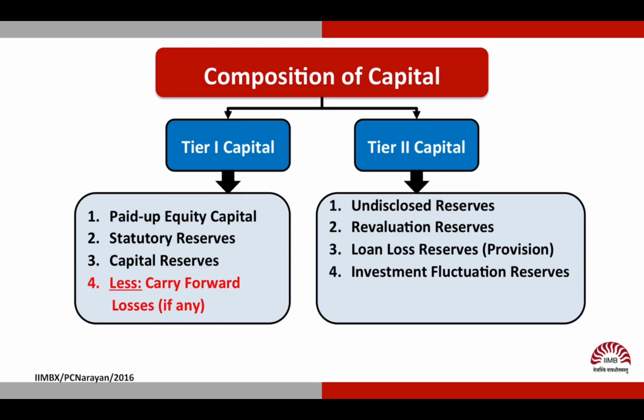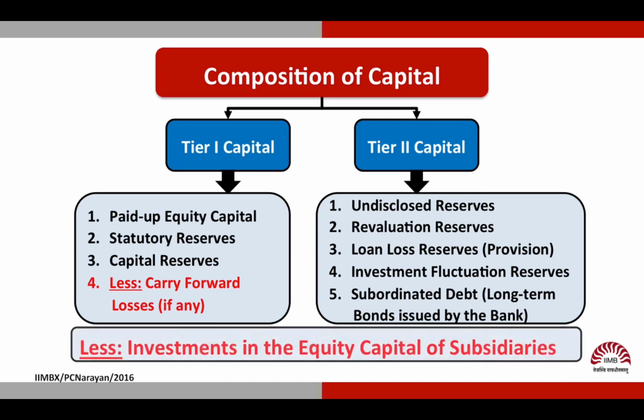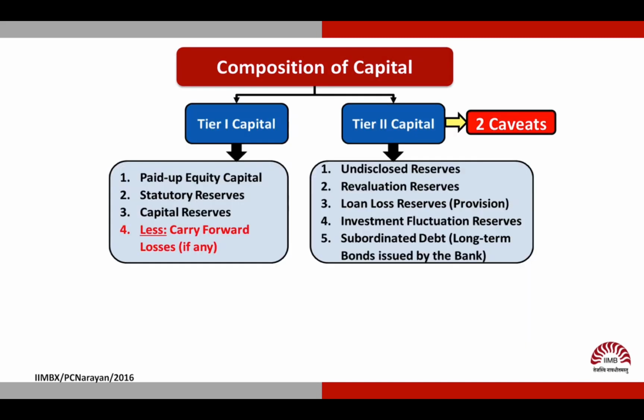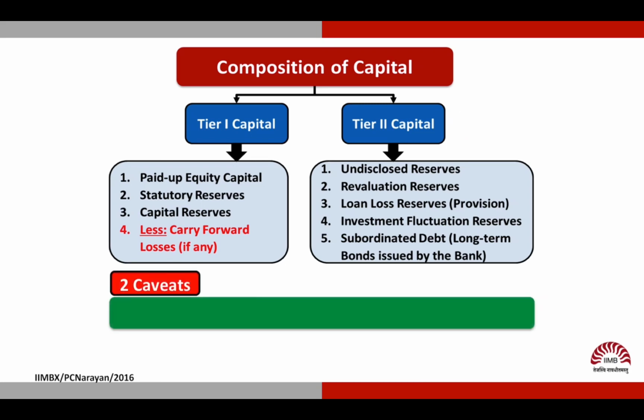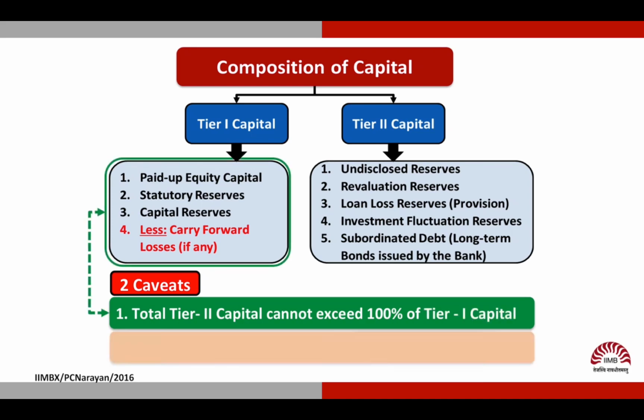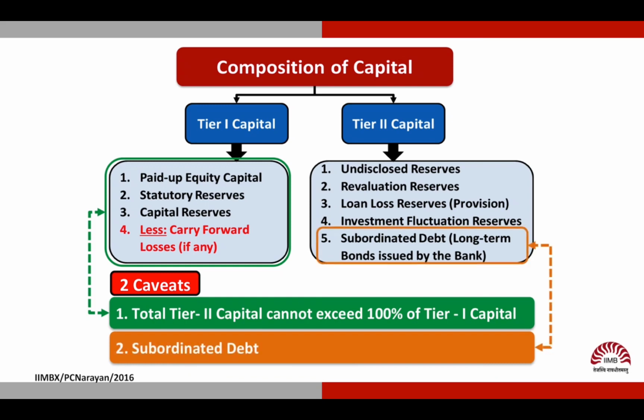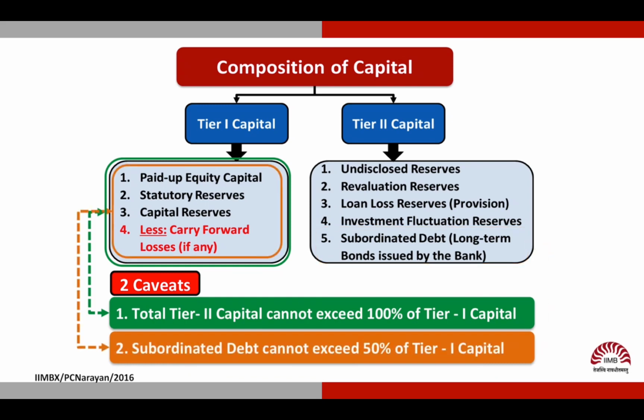In addition, Tier 2 capital comprises subordinated debt, which are long-term bonds issued by the bank, minus investments in the equity capital of subsidiaries. 2 caveats in the context of Tier 2 capital should be borne in mind. Number 1, total Tier 2 capital cannot be greater than 100% of Tier 1 capital. And 2, subordinated debt cannot exceed 50% of the Tier 1 capital. Again, these caveats could vary from country to country.